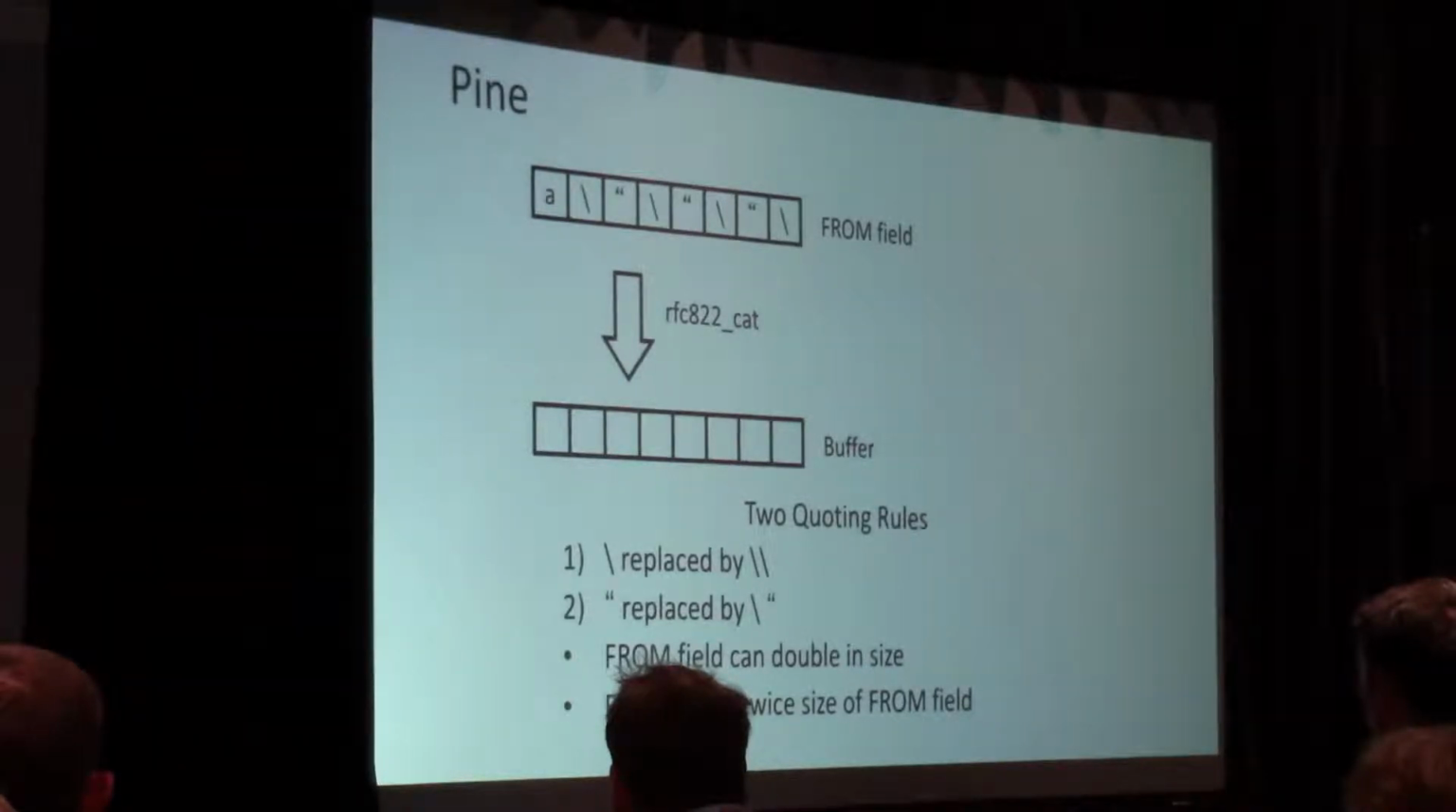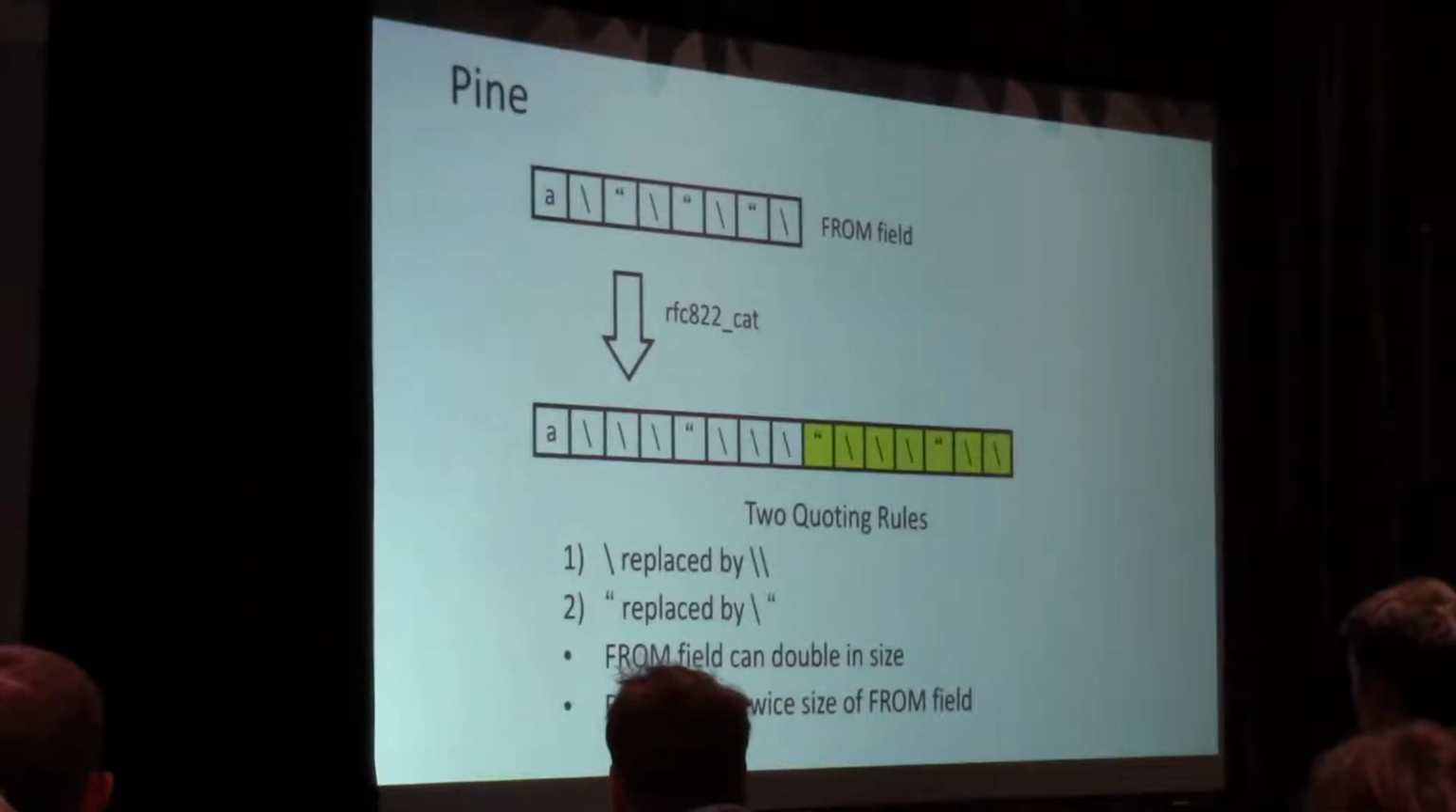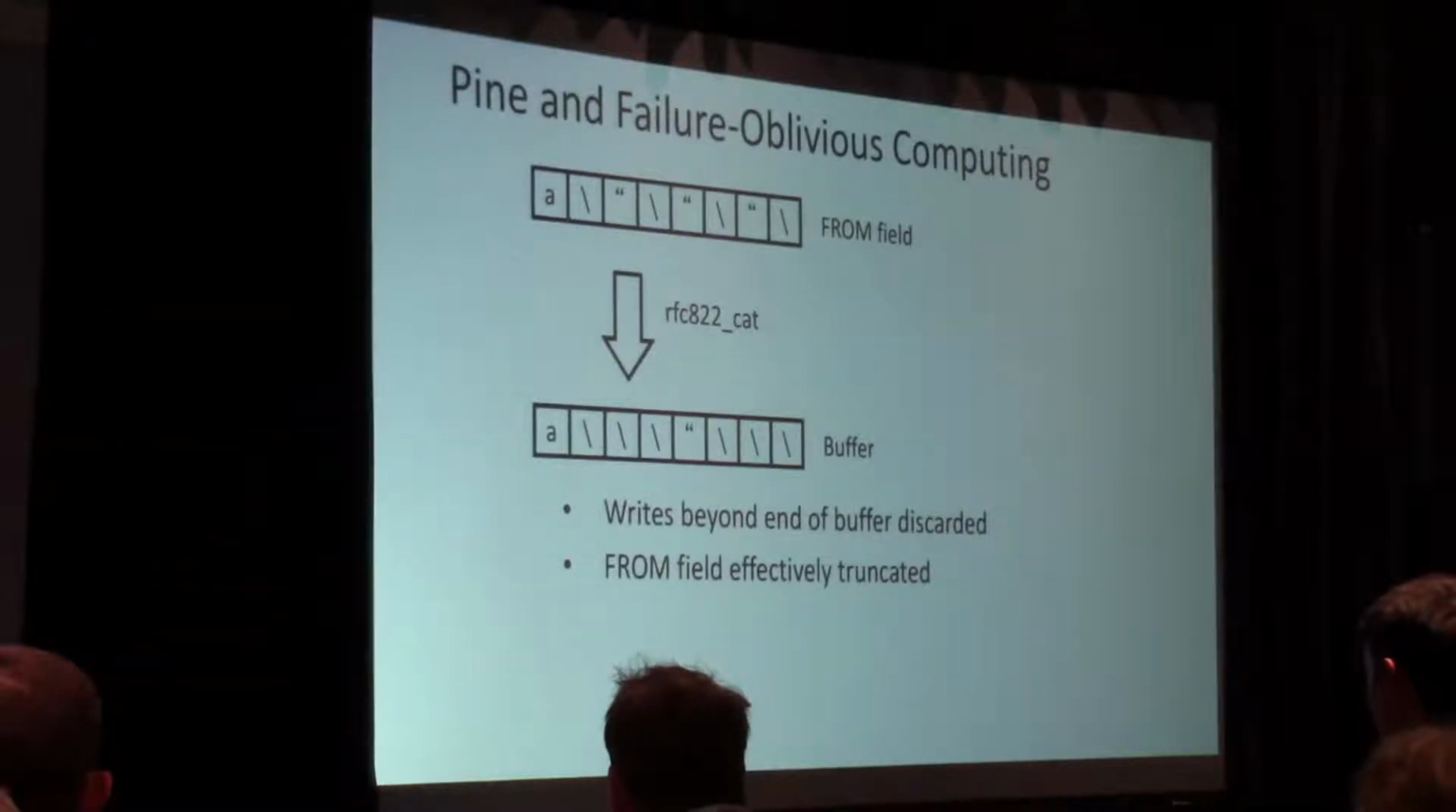But the buffer that holds the translated from field isn't twice the size, so you can see what happens. It's going to overwrite it like that. Okay. What happens with failure-oblivious computing? You're just going to discard all of the writes. So the from field is effectively truncated.